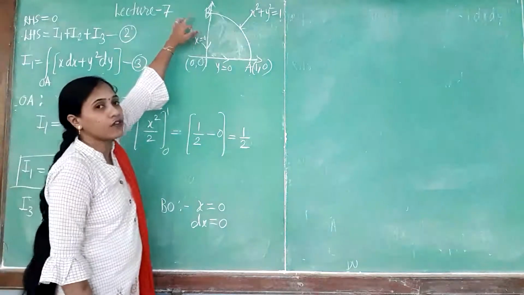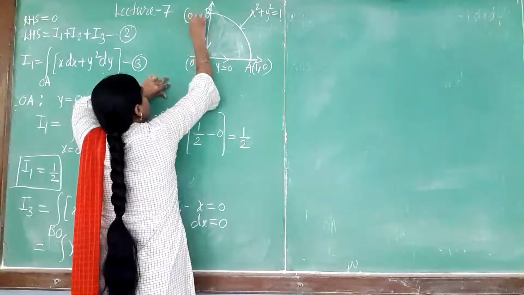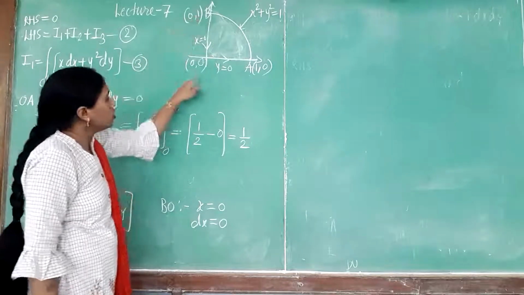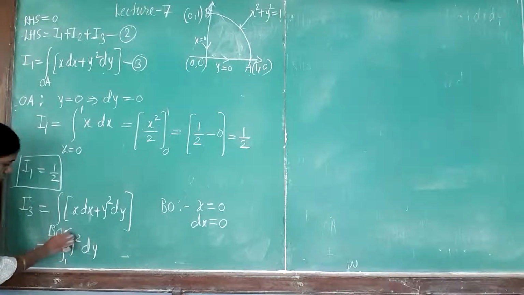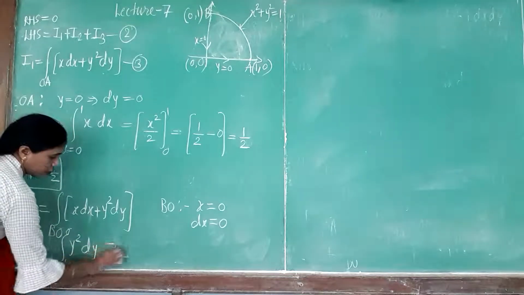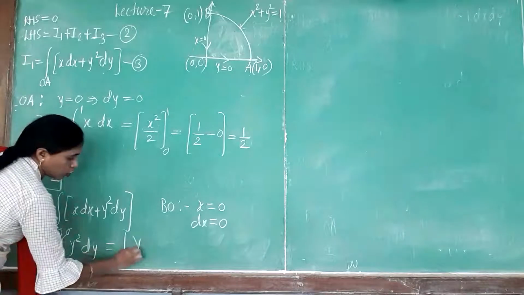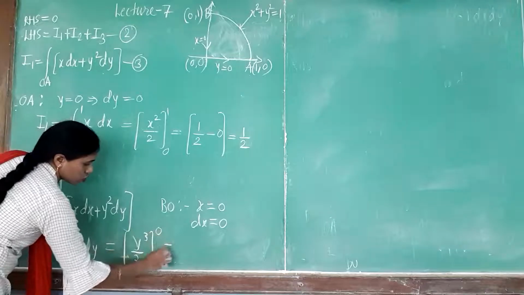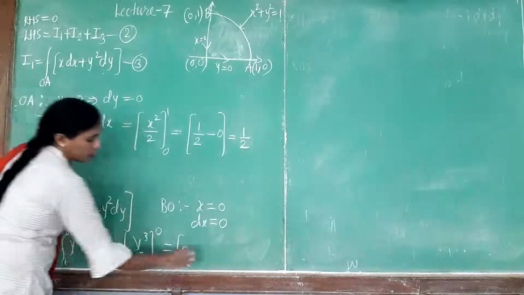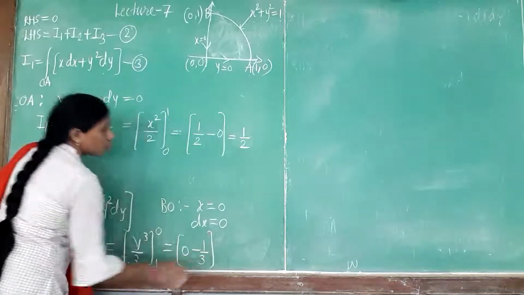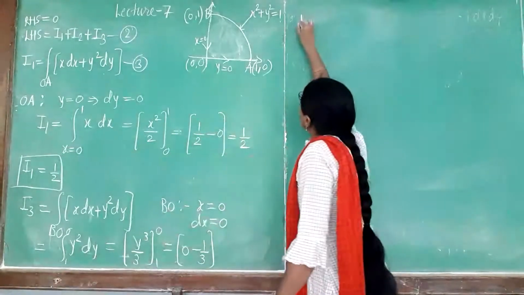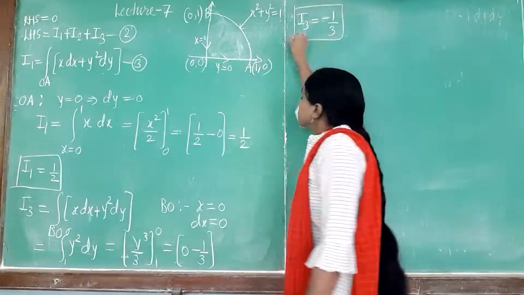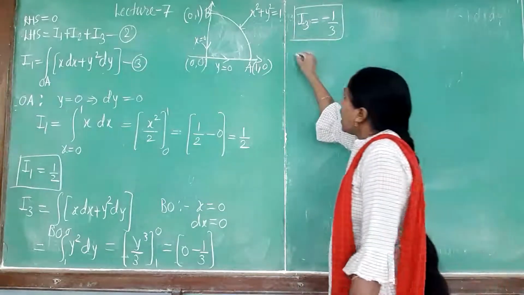So what are the limits for y? At point B, it touches the y axis, so the point is 0, 1. So the y limits are from 1 to 0. Integration of y square is y cube by 3, with limits 1 to 0. So the first term is 0 and the second term is minus 1 by 3. So I3 is equal to minus 1 by 3.